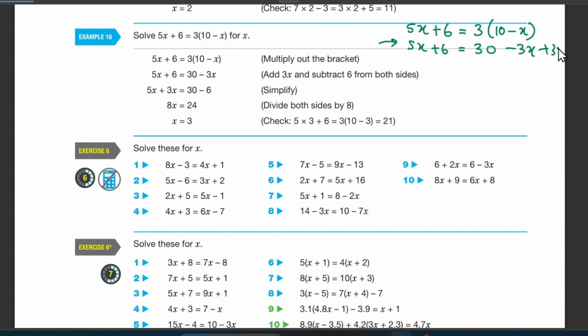So I add 3x to both sides. And then I have here 8x plus 6 and 30. These two cancel out. And to get rid of this 6, I have to subtract 6 from both sides. Then I will get 8x, sorry, these two cancel out, equals 24. So divided by 8, then x equals 3. That's the answer.